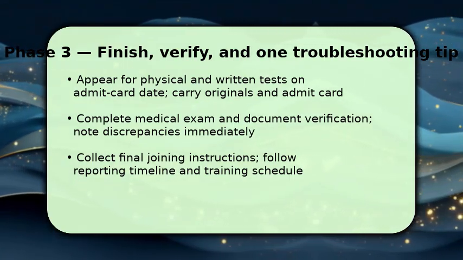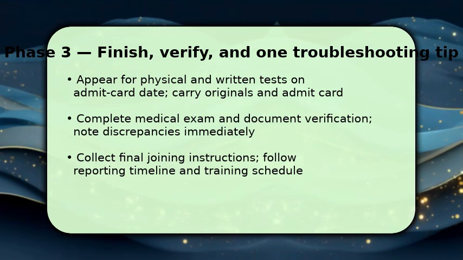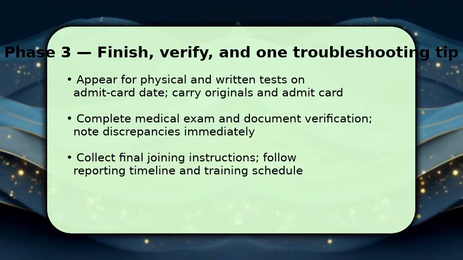Troubleshooting tip: if your name or DOB differs, present secondary ID, and file a written correction request immediately with the recruitment office to prevent problems.